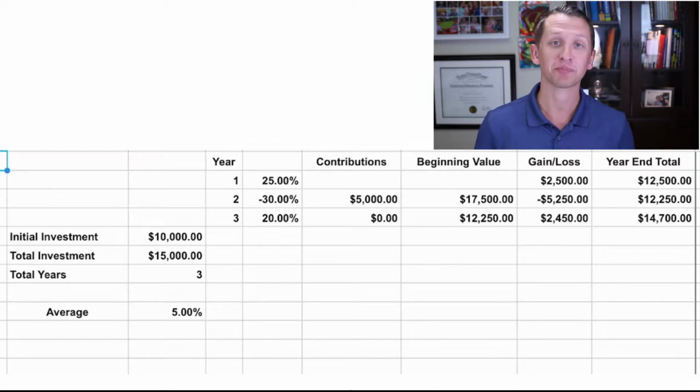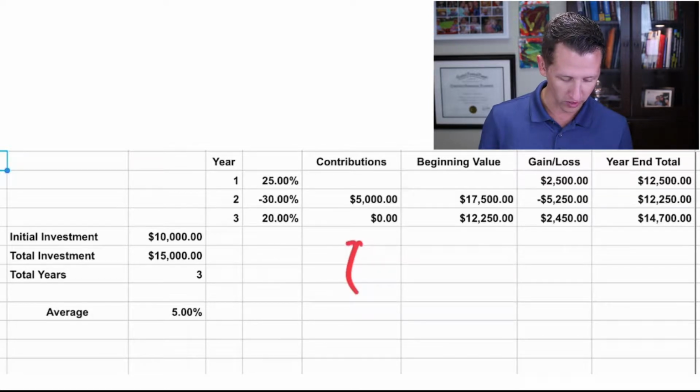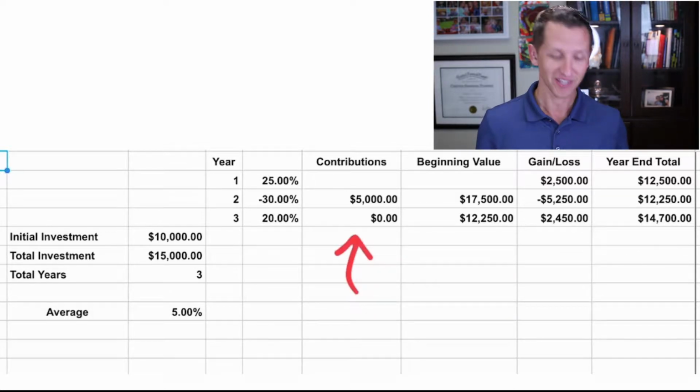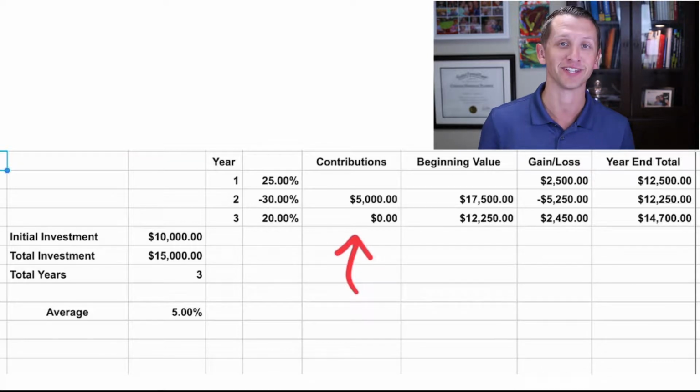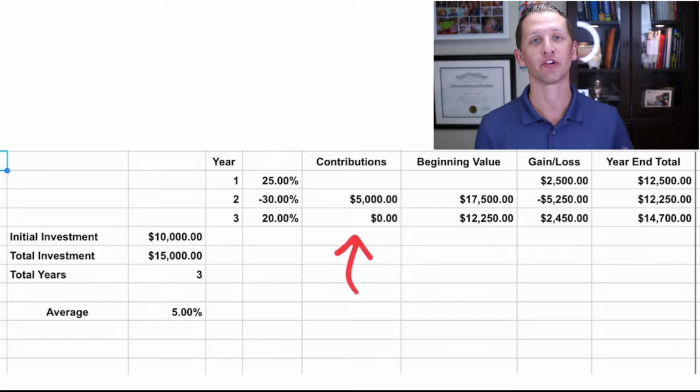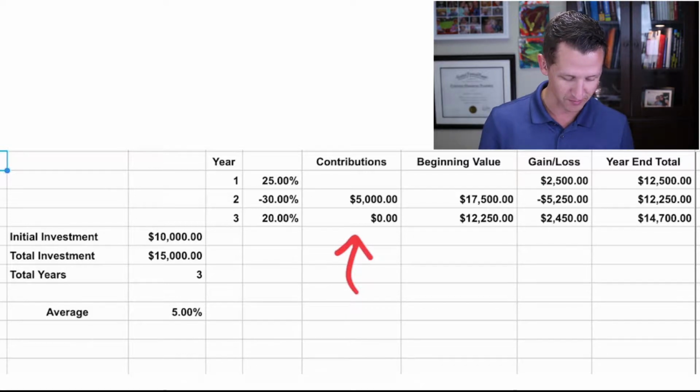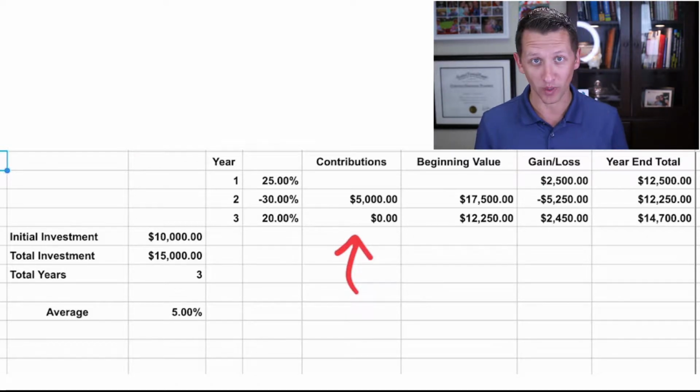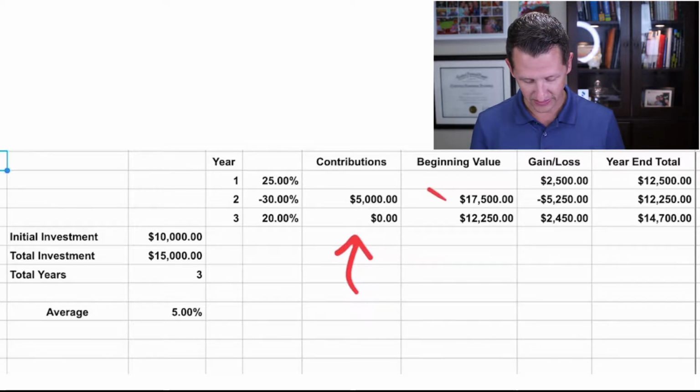If we got a 25% rate of return, you're probably pretty excited. So you want to put more money in that investment. So let's look at this column right here in our contributions. In the beginning of year 2, after we got our high rate of return of 25%, we're going to throw another $5,000 into this investment. So our total investment at that point, since it's grown to $12,500, is going to be $17,500.